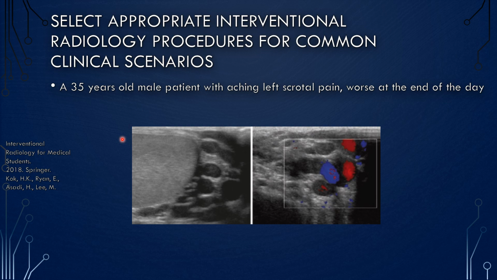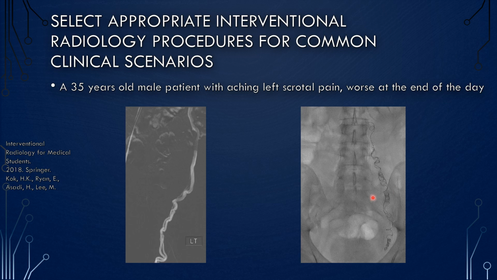This is the next case, a 35-year-old male patient with aching left scrotal pain, worse at the end of the day. On ultrasound, he was found to have varicocele. He was then planned to have an elective varicocele embolization procedure, in which the gonadal vein is embolized using coils or using different embolization material.